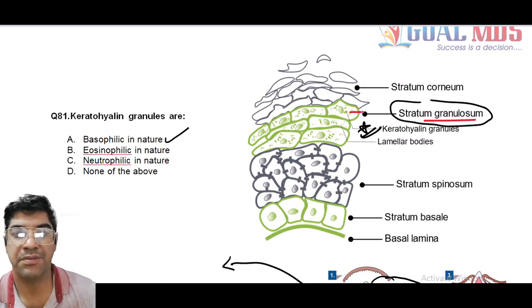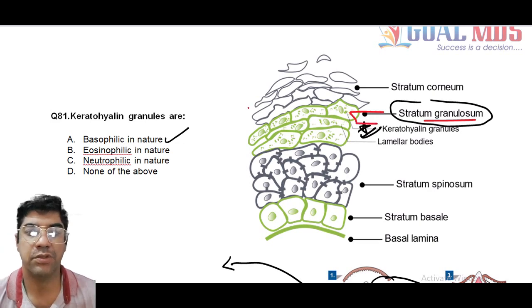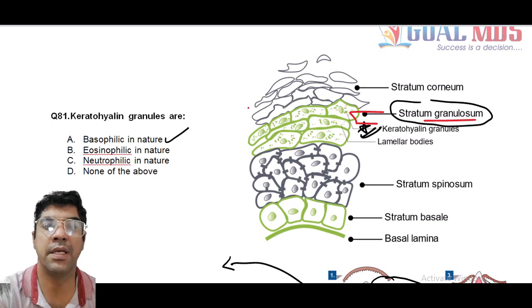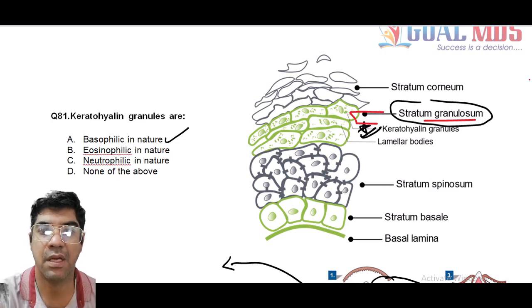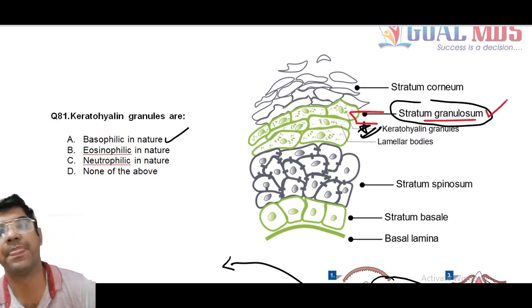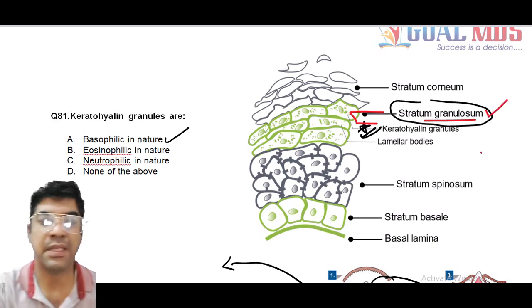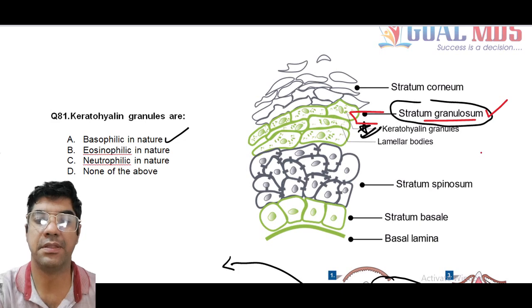The stratum granulosum is the third layer of the epidermis. It provides structural integrity to the epithelial cells. So remember, the keratohyalin granules are basophilic. That means these granules readily take up basic stains in the histological preparation.